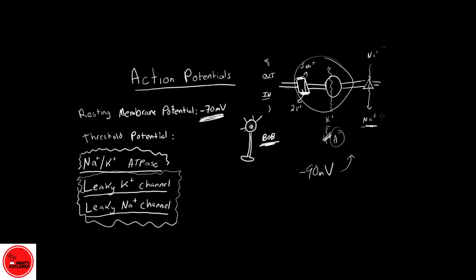Because it's positive on the inside, it's leaking a little bit inside. And now it's at negative 70 millivolts. Ding, ding, ding, ding, ding. That's a magic number, and we're at resting potential.